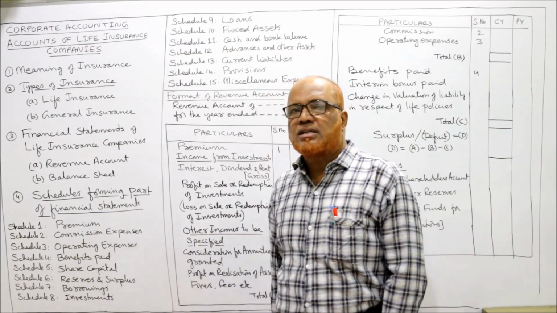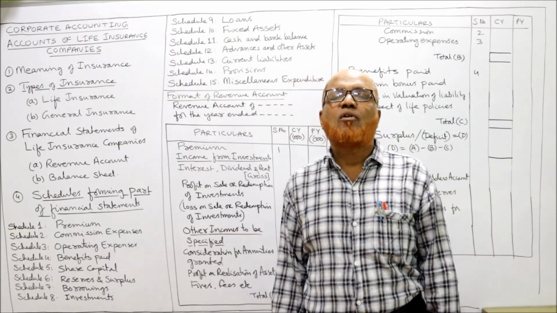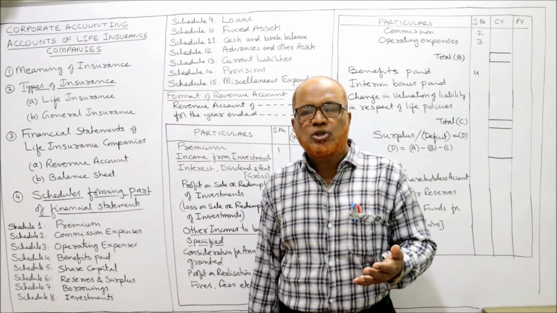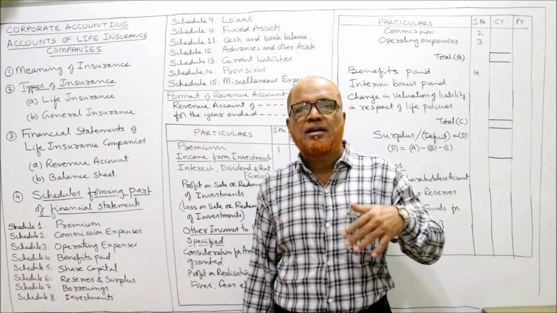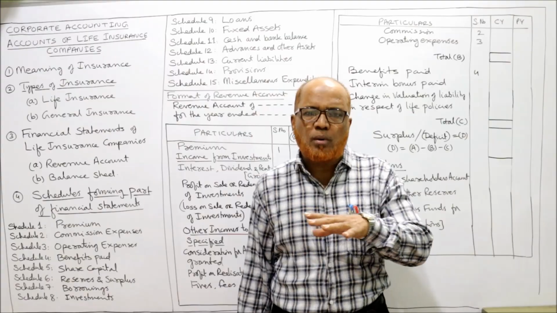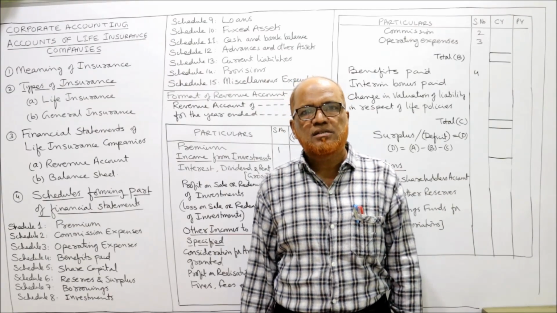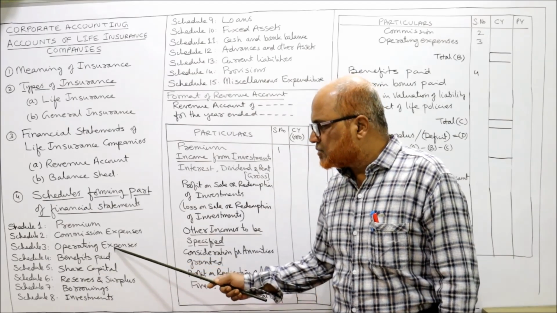Schedule number 3, operating expenses. In order to run this insurance company, a number of operating expenses, establishment expenses, salaries, rent, stationery, electricity bills, so many repairs, so many expenditure will be incurred in connection with insurance business. That will be taken under operating expenses.